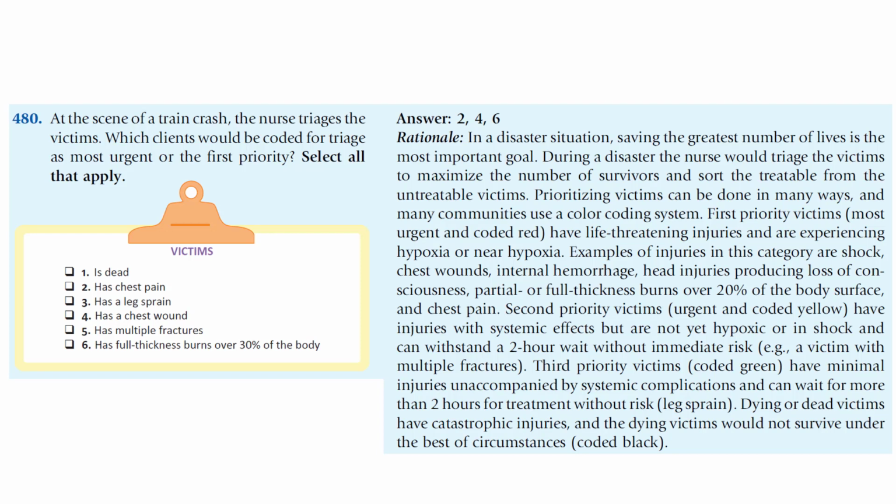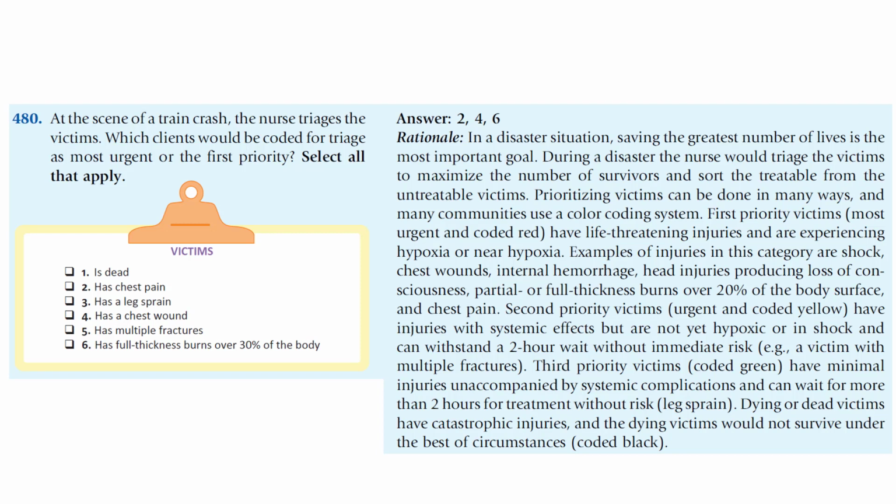Answer: 2, 4, 6. Rationale: in a disaster situation, saving the greatest number of lives is the most important goal. During a disaster, the nurse would triage the victims to maximize the number of survivors and sort the treatable from the untreatable victims. Prioritizing victims can be done in many ways, and many communities use a color coding system.